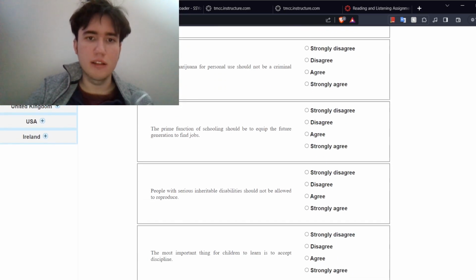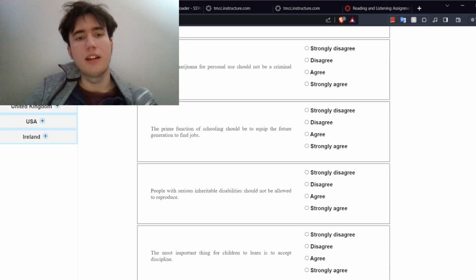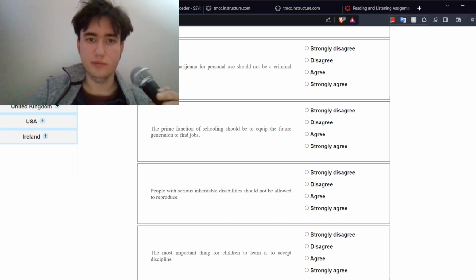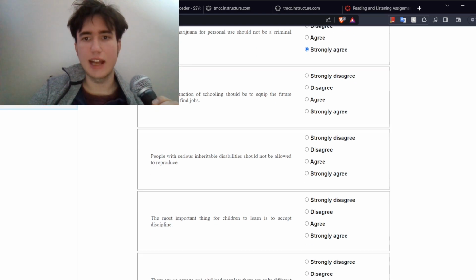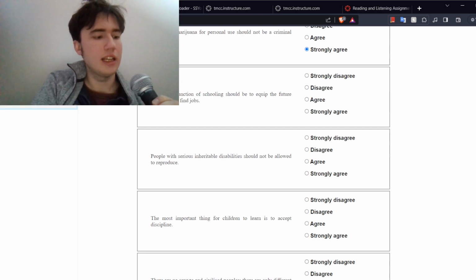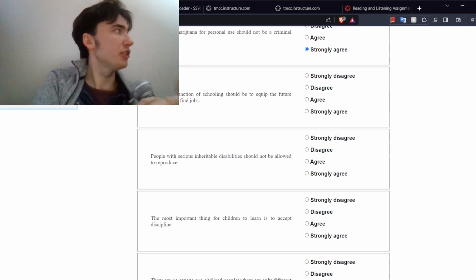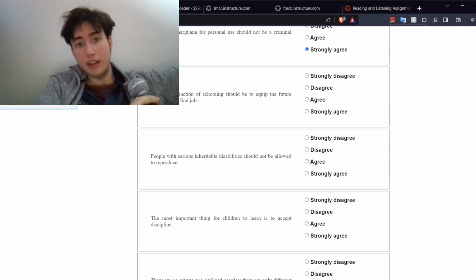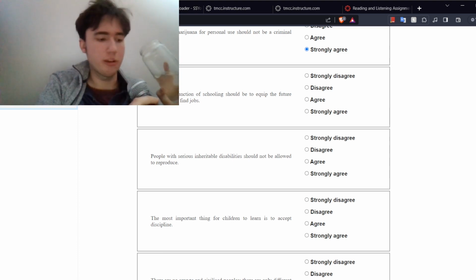Possessing marijuana for personal use should not be a criminal offense. It is if you call it marijuana and you're not Mexican. Yeah, I mean, it should not be a criminal offense. That's a no-duh statement. I think even if you're highly against drugs, you should agree with that. Even if you think that cannabis should be eradicated from society, it's common sense to agree that it shouldn't be a criminal offense.